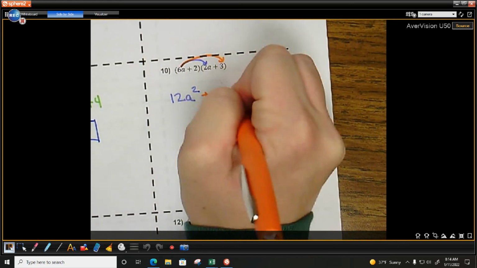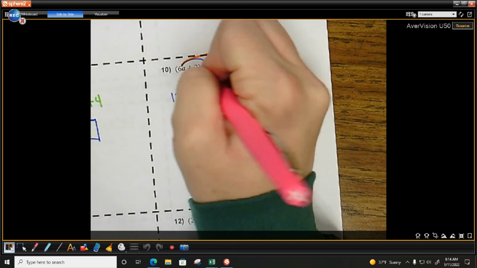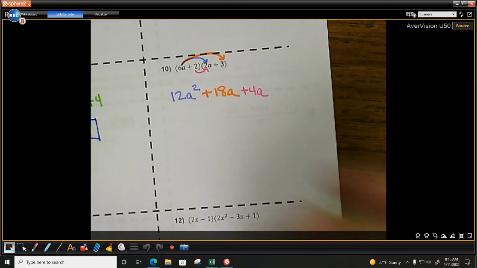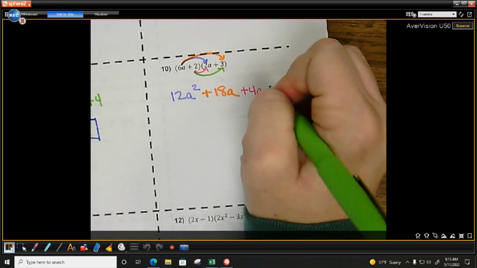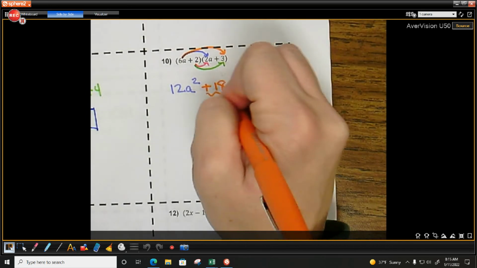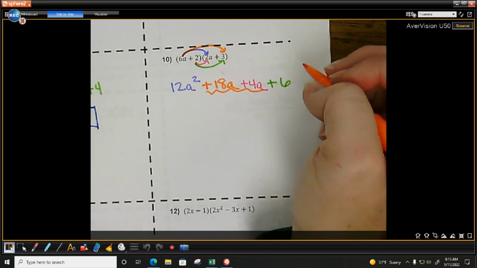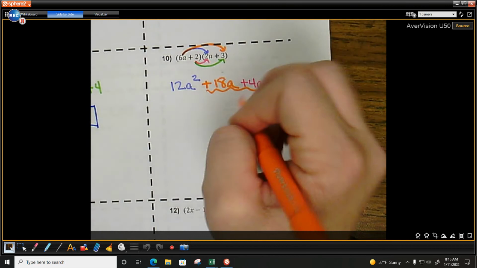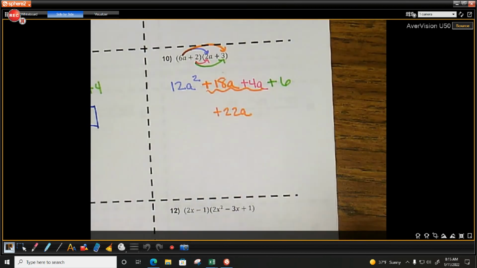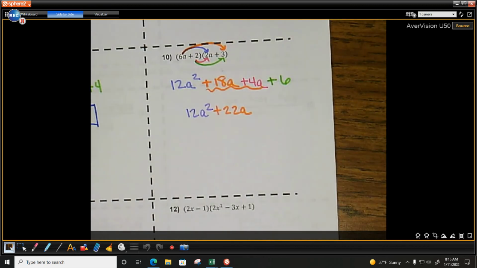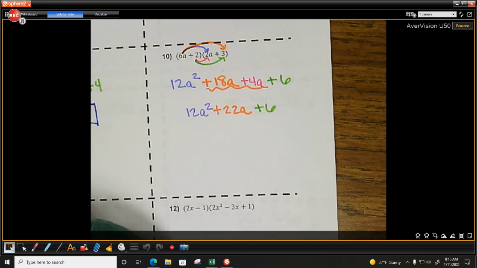2 times 2a, so plus 4a, very good. And then 2 times 3 is plus 6. Do I have like terms? My middle terms are like terms. When you add, do exponents change? Nope. What's positive 18 plus 4? Positive 22a. Drop down your 12a squared and drop down your plus 6. Are any of those like terms? No. Are we in the correct order? Yep. A squared, a constant.